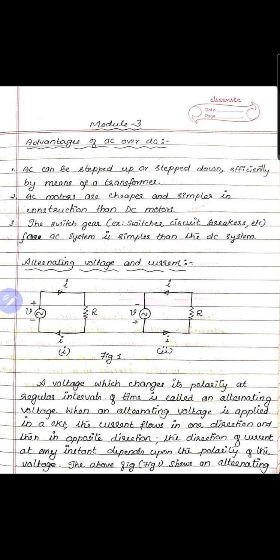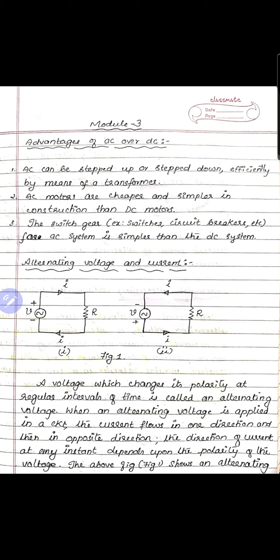Switchgear, I think, is a new term for you. Switchgear is a device used in the power system for high level voltages to switch and isolate the system. That is, circuit breakers, switches, isolators, etc. are all called switchgear. Okay, these are the three main advantages of AC over DC.